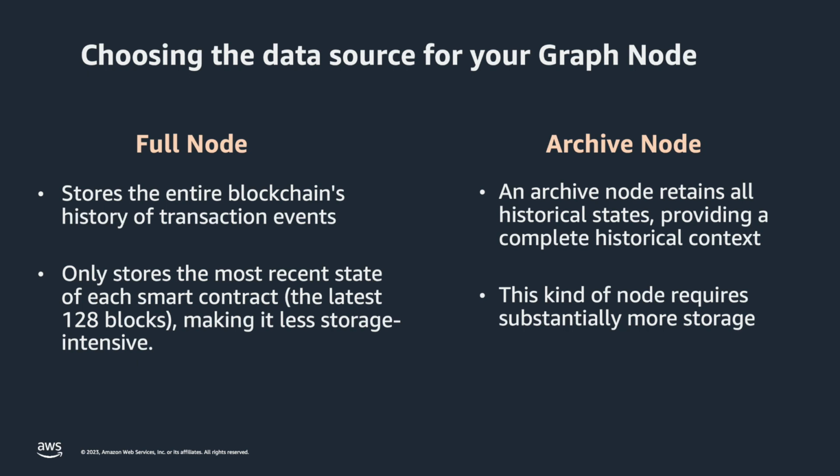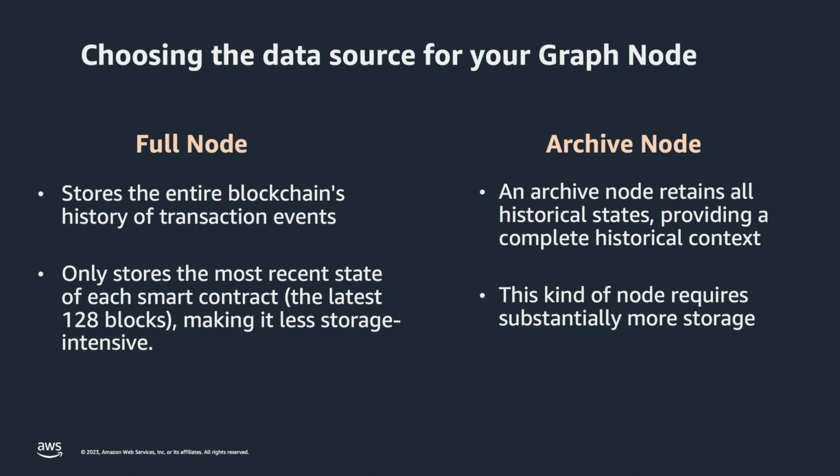A full node stores the entire blockchain's history of transactions, but only the most recent state of each smart contract, the latest 128 blocks, making it less storage intensive. An archive node retains all historical states, providing a complete historical context, but requires substantially more storage. This variation determines the data a graph node can use while constructing its dataset.